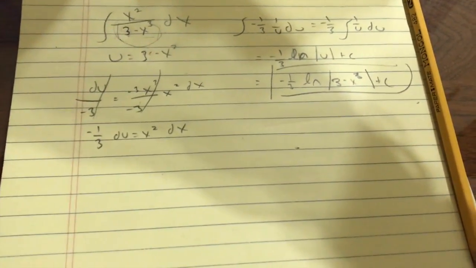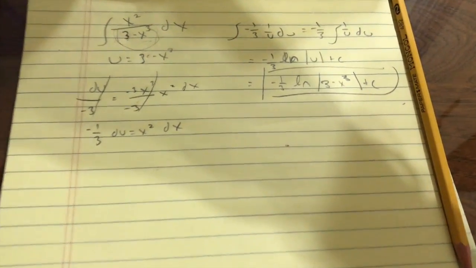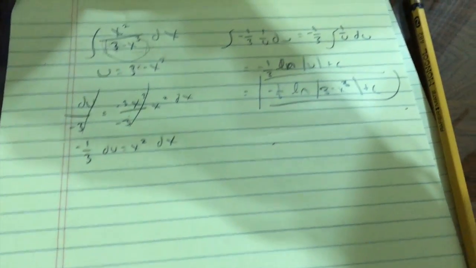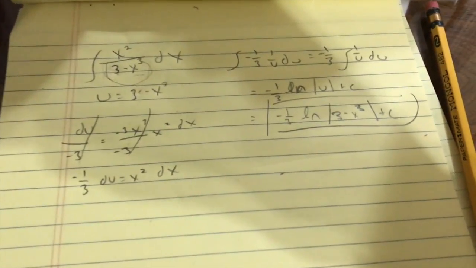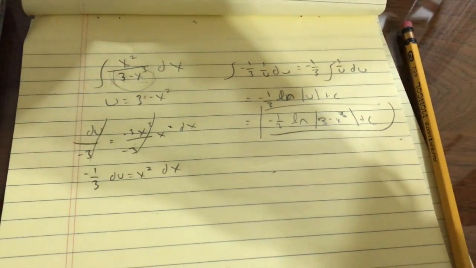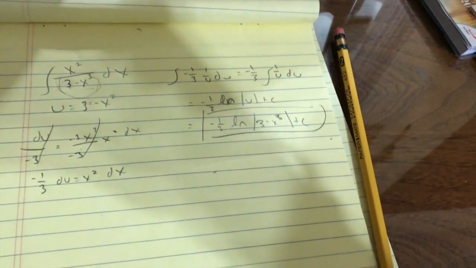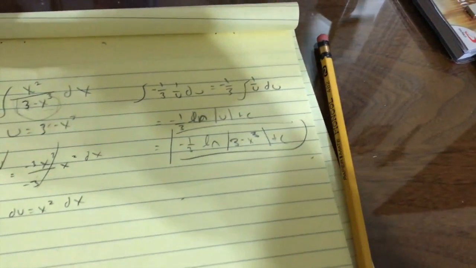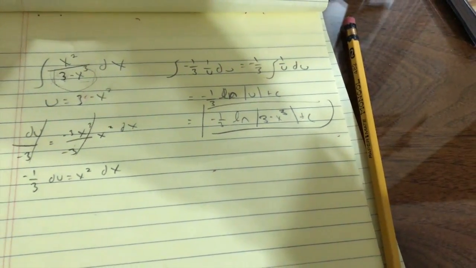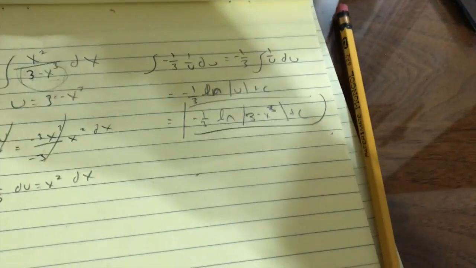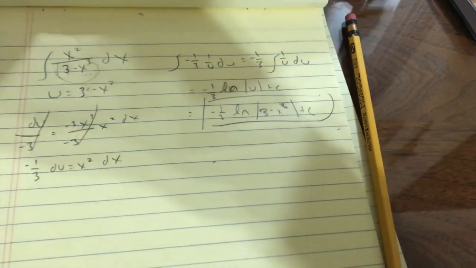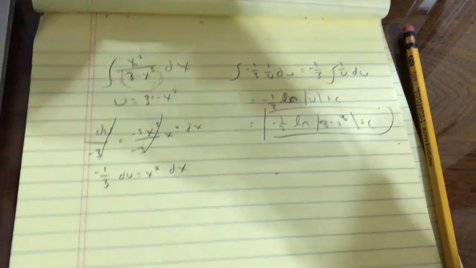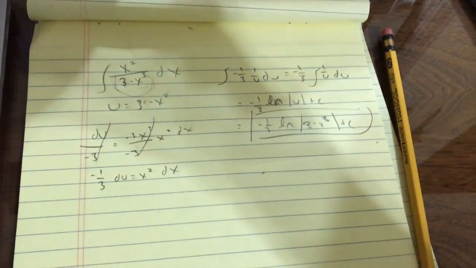Then we need to substitute back the x to get the absolute value of u, and the absolute value of u is 3 minus x cubed plus c, and that will give me my answer. So at the end, you need to have the absolute value of u plus the c, as that is the formula that applies for the log rule for integration. Thank you, and I hope you learned.